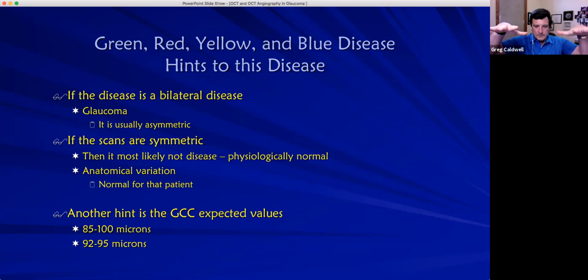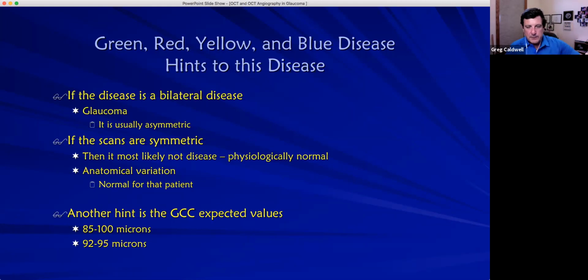Very rarely are you going to have a patient with glaucoma where their retinal ganglion cells, their neuroretinal rim, their nerve fiber layer are equally dying symmetrically. I'm sure there's a case out there somewhere, but the good news is, in most cases, it's asymmetric. So if the scans are symmetric, then it's most likely not disease. It's most likely physiologically normal, or an anatomical variation that's causing that.